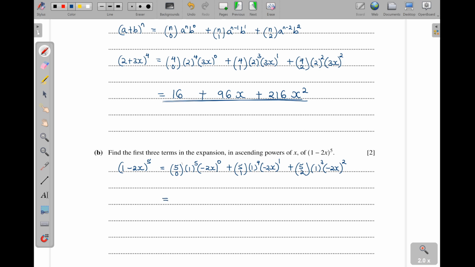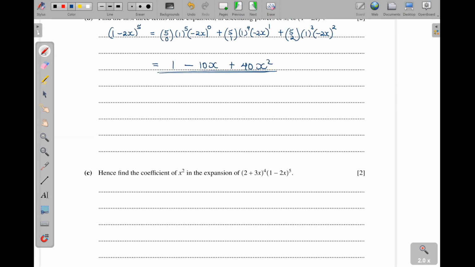Now, 5 combination 0 is 1. So everywhere here, we are having a 1. And then 5 combination 1 is 5. Then 5 times negative 2, that will be negative 10x. And then 5 combination 2 is 5 times 4, 20, then divide by 2, that will be 10. And then an even power of a negative is a positive. So 10 times 4 will give us 40x squared. So that is what we are having here: 1 minus 10x, plus 40x squared.